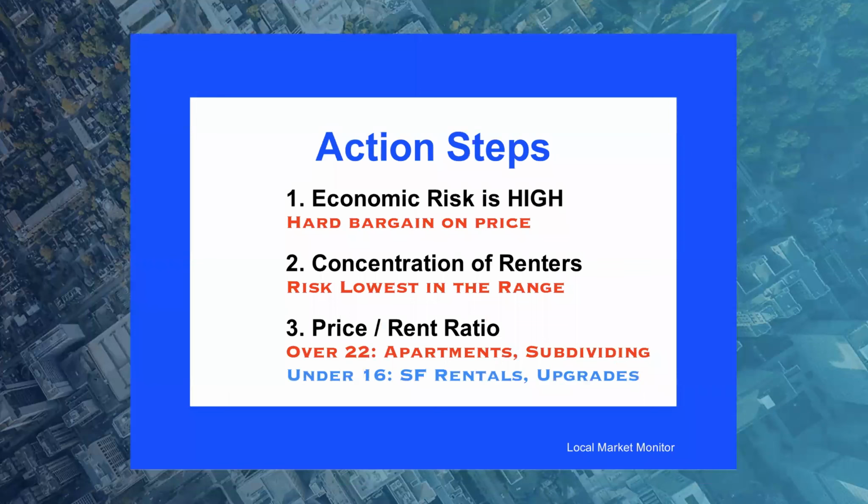So here is a summary of our very practical action advice. 1, if the risk rating in a market is high, bargain hard to get the lowest price, and you may need to walk away from a property if the price is too high. 2, finding tenants is easiest in the range of rents where renters are most concentrated. 3, if the price-rent ratio is above 22, apartments and subdividing are favored. If the ratio is below 16, straight single-family rentals are favored.